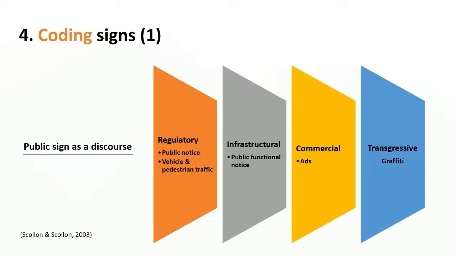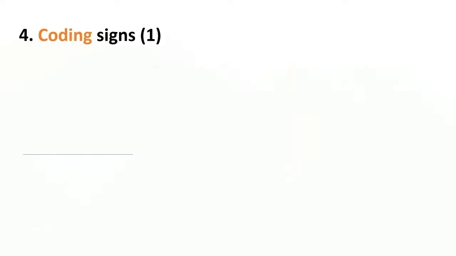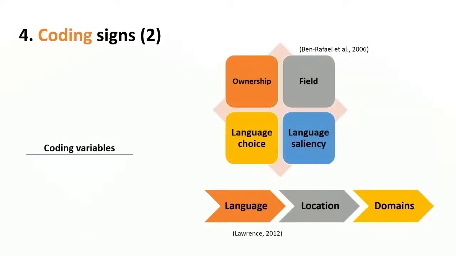The second one, we can follow Ben-Rafael and his colleagues' coding variables, namely, the ownership of the sign, the field, language choice, and language saliency. Or maybe the third one, we can use simpler variables like language, location, and domain of the signs, all of which are used in Lee's study on the Korean linguistic landscape. For any variables that we choose, we have to remain consistent.